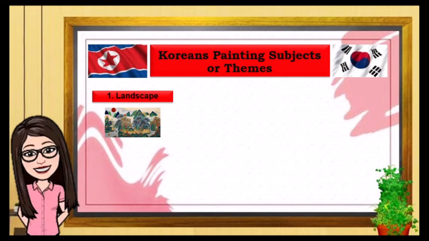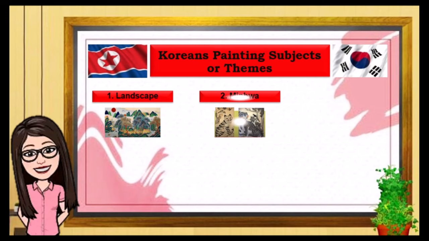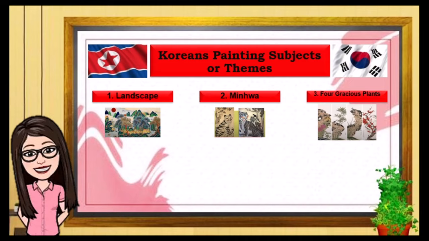Korean painting subjects or themes. 1. Landscape paintings. 2. Minhwa, the traditional folk painting. 3. Four gracious plants: plum blossom, orchids or wild orchids, and chrysanthemums. Next, bamboo. Last, portrait painting.